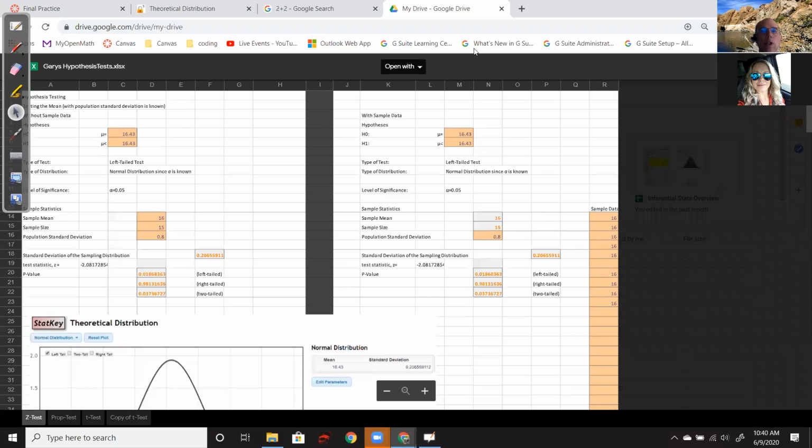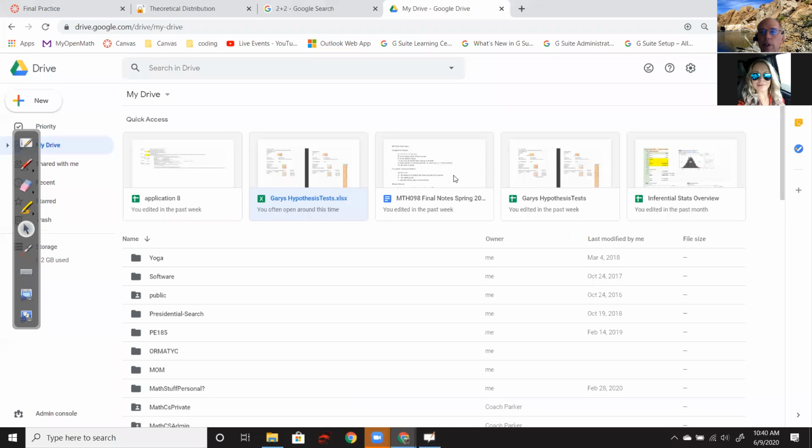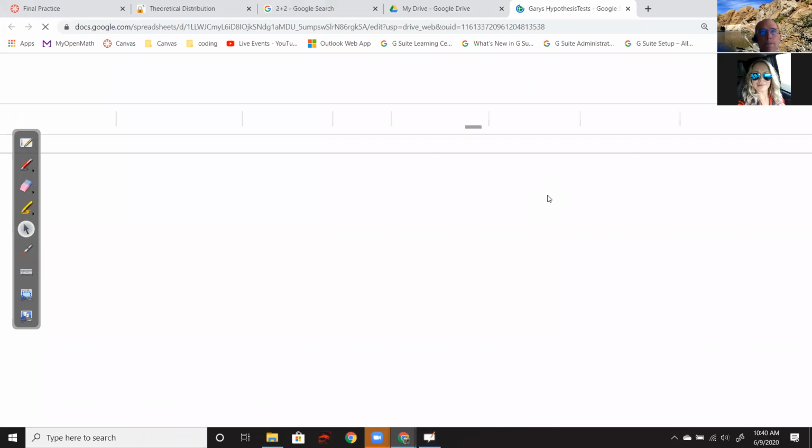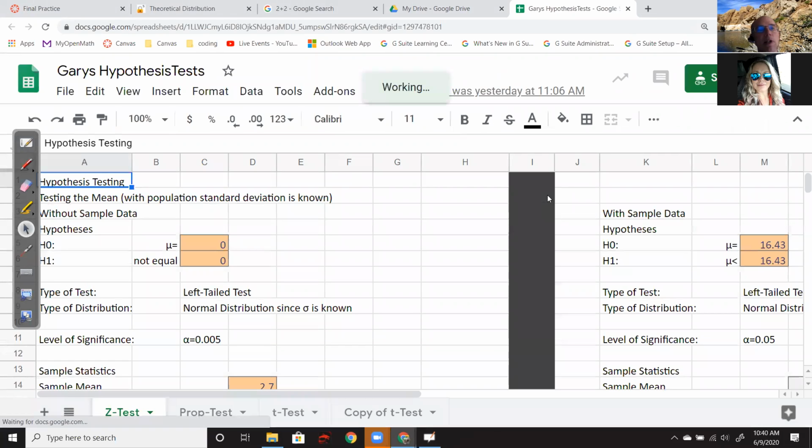And that's not the version I want. I want the Google version, not the Excel version. Sorry about that. That would be this one. So go find your version of the hypothesis test spreadsheet. It was originally called Hypothesis Tests 1. And if you're not sure how to find that, let me know that too. And again, your data will be different than mine, so we're going to have slightly different numbers.